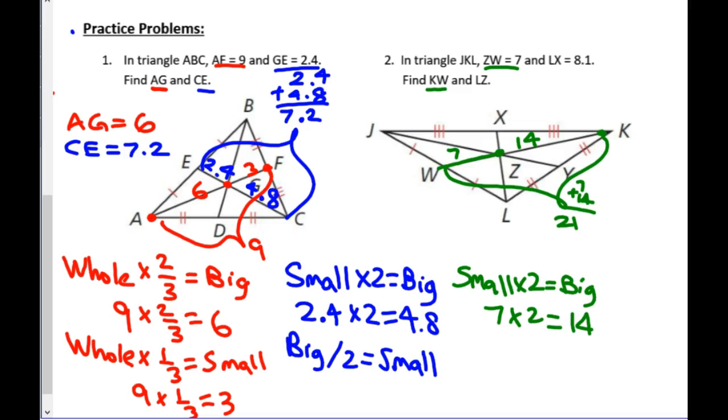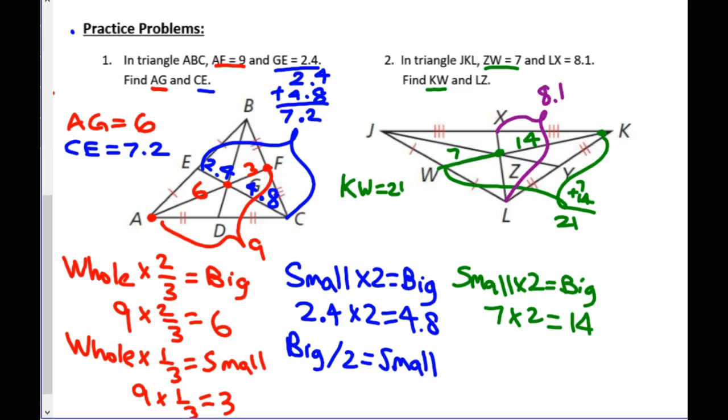So that's KW equals 21. All right, last one. LX is 8.1. Is that a part or is that the whole thing? LX goes all the way across, right? Look where L and X are. They're all the way. So now this goes back to the red stuff.